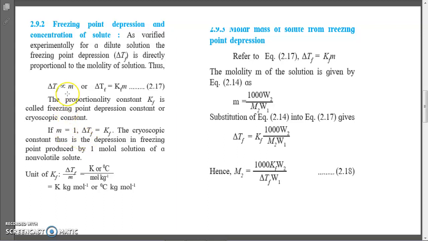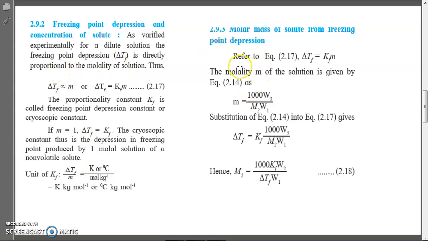Then if m is equal to 1, then delta Tf is equal to Kf. And then what is the unit of Kf? Kf is equal to delta Tf divided by m. What is the unit of temperature? It is measured in Kelvin or degree Celsius. And molality is measured in mole per kilogram, mol kg raised to the minus 1. So the unit of Kf is Kelvin kilogram mole raised to minus 1.